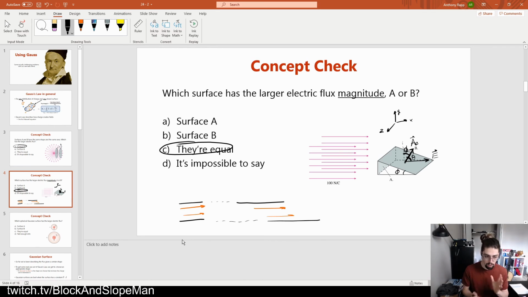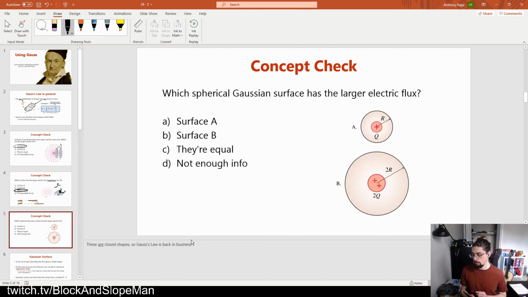But those are a few different metaphors to try and describe what's going on here. Hopefully one of those sticks with you, right? Hopefully one of those makes sense. If not all of them make sense, that's okay, as long as one of those makes sense. All right, concept check number 3. Now, I do have 2 closed surfaces, surface A, surface B. Which one has the larger electric flux?